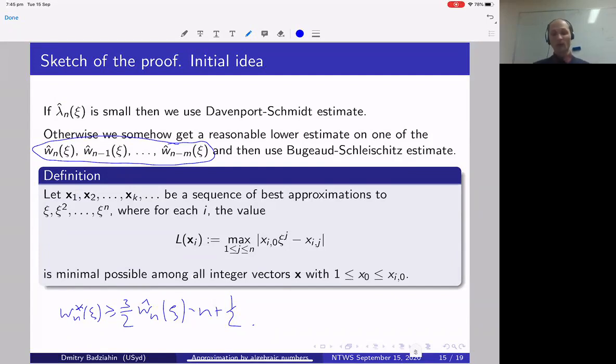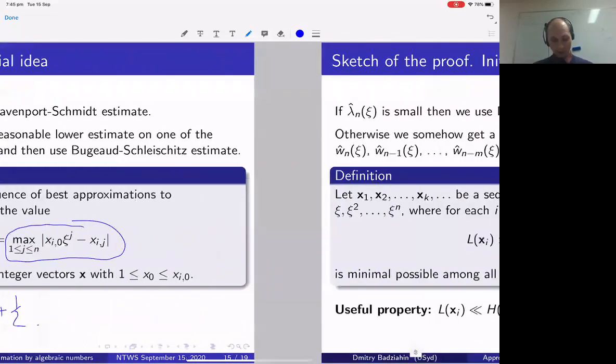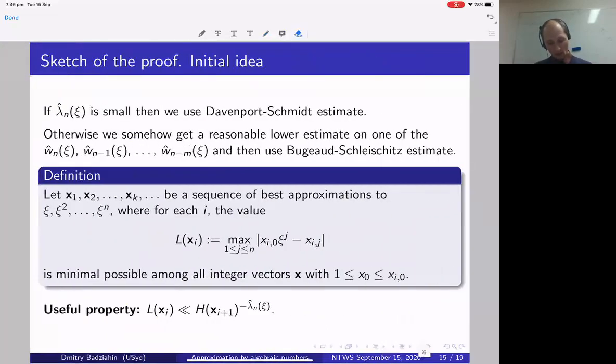What we do, we define the sequence of best approximations to ξ, ξ squared, and so on, ξ to the n. Basically, we take the minimal possible vectors x such that this value, which is a maximum of |x_0 ξ^j − x_j|, is minimized, right? And from the definition of λ_n hat, we get this estimate: L(x) is always at most H(x) to the power minus λ_n hat of ξ. So that's a standard estimate. It's not hard, but I'm skipping all the details, right?